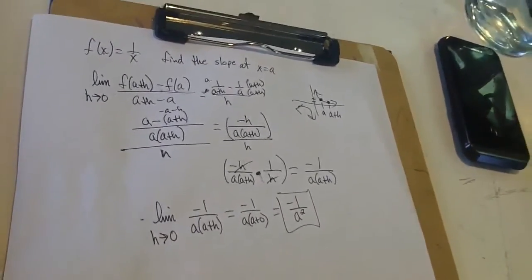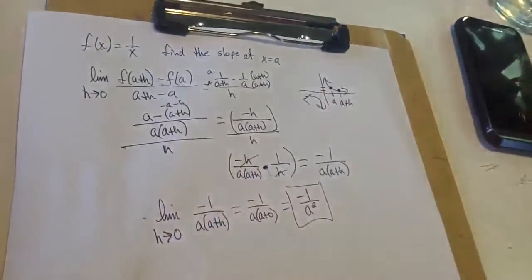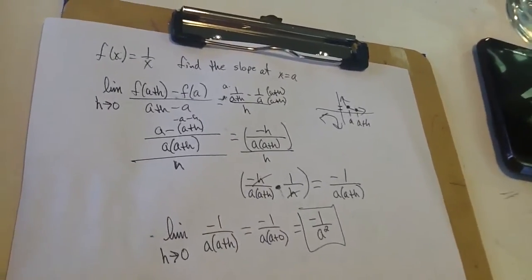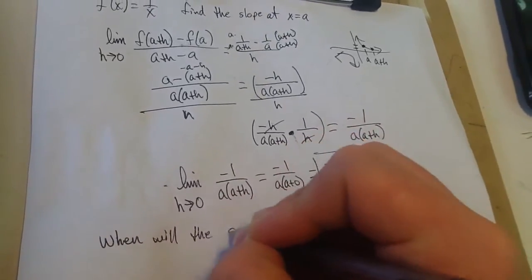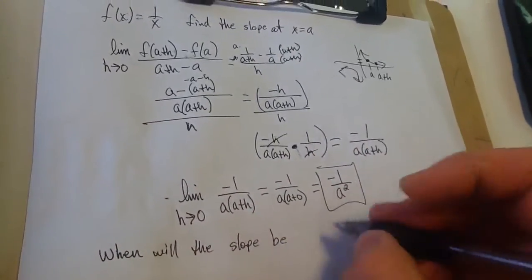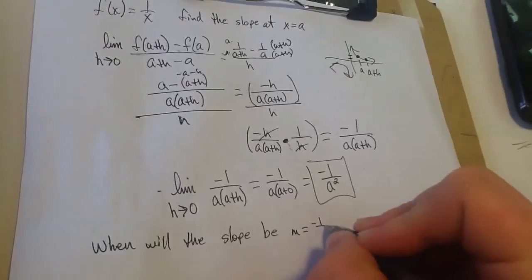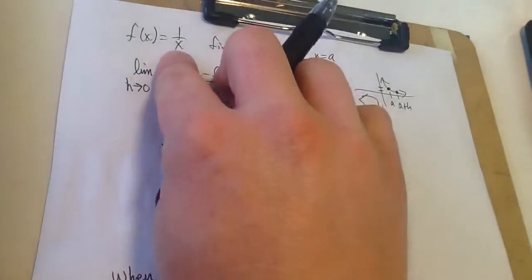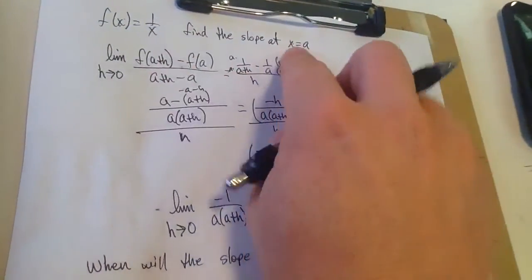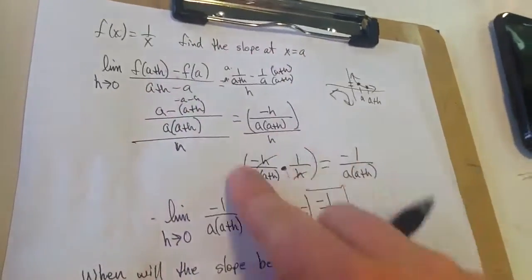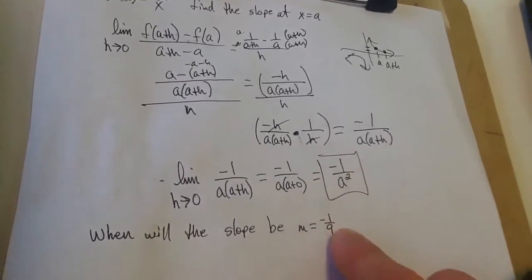So I could give you that, and say, when will the slope of that be, and I could pick any number. Let's make it easy. Negative 1/9. So if I said, here's a function, f of x equals 1 over x, when will the slope be negative 1/9? So all you have to do is use some arbitrary value, use a, do the whole thing. So I get negative 1 over a squared. That's my slope. So when will that be negative 1/9?